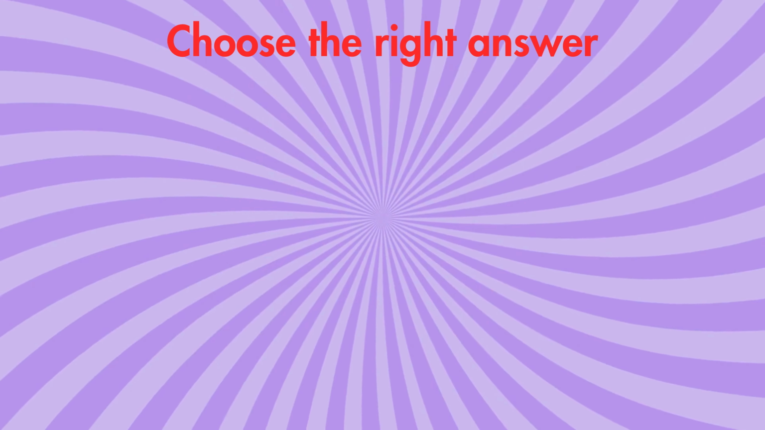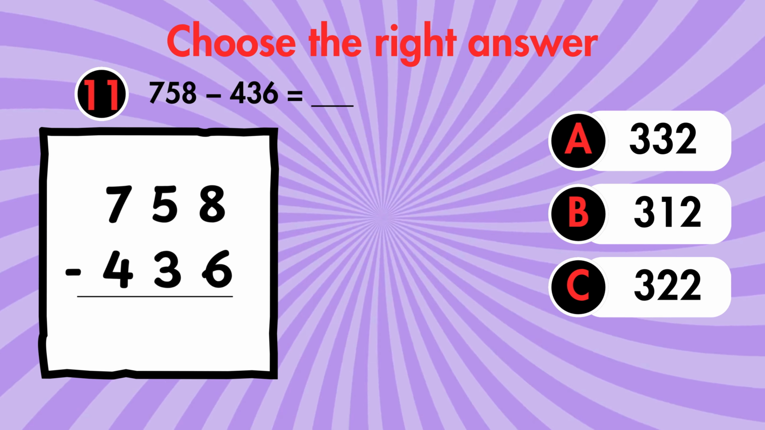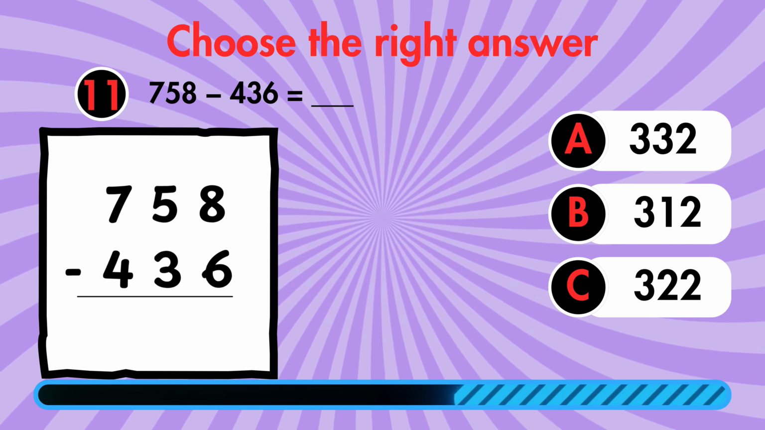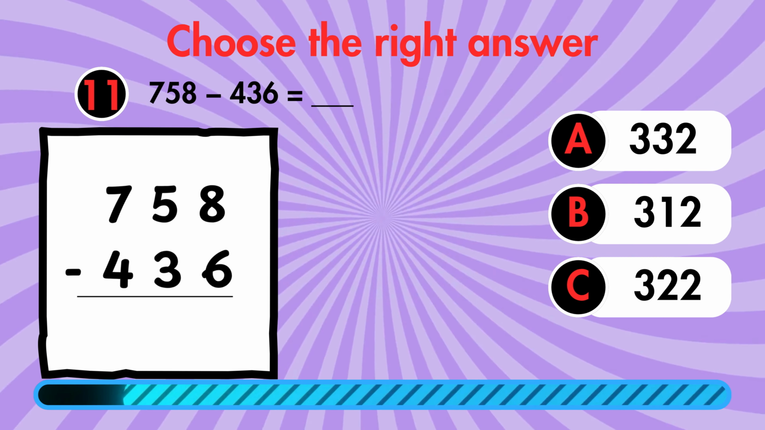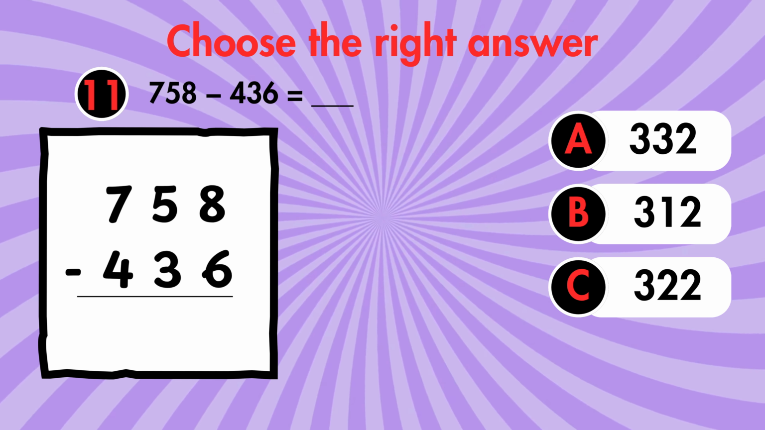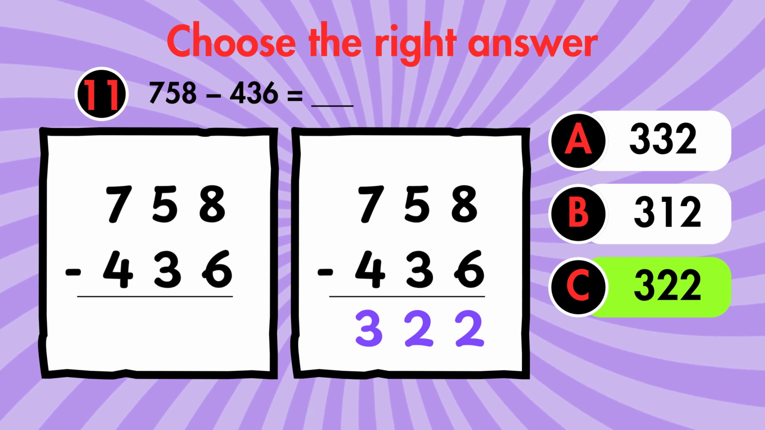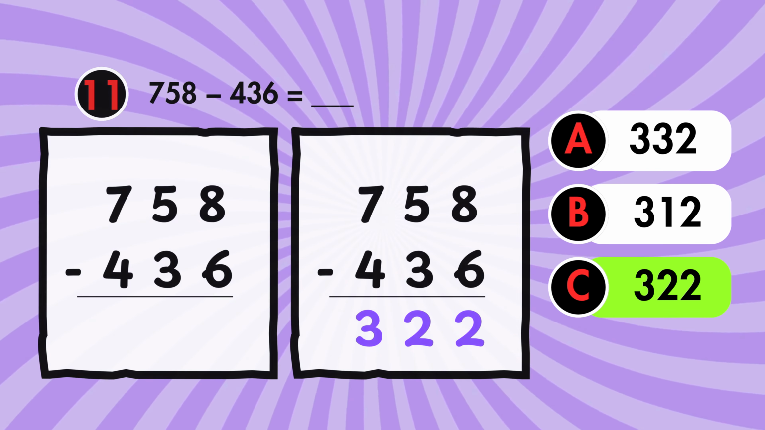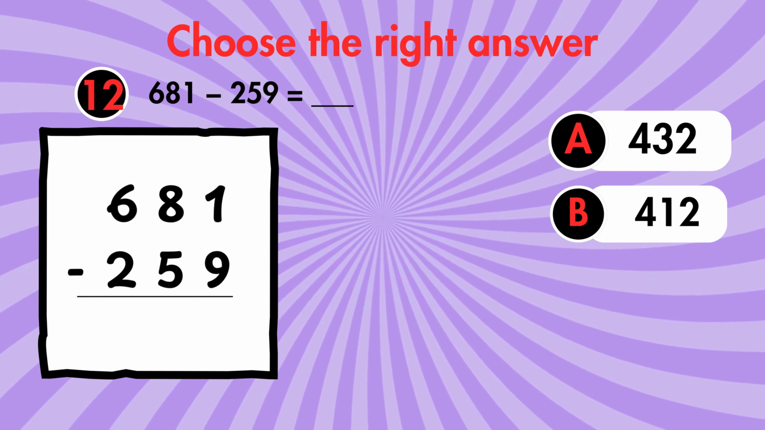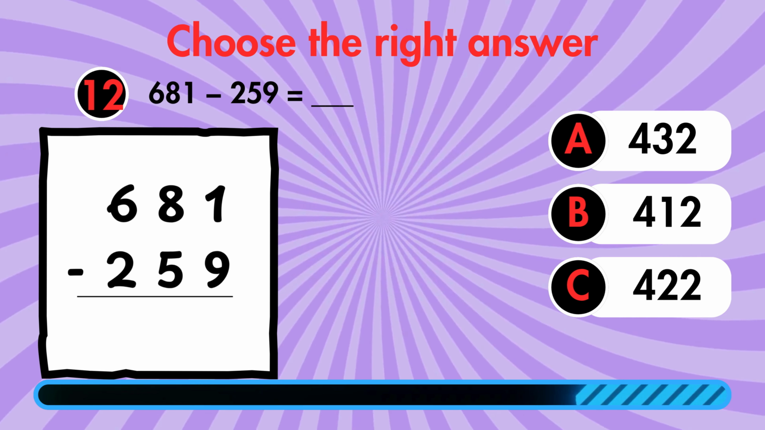Take away 436 from 758. What is the difference? Subtract 259 from 681. How many remain?